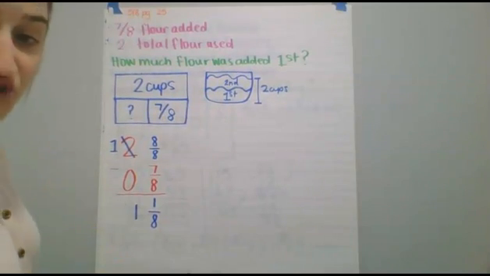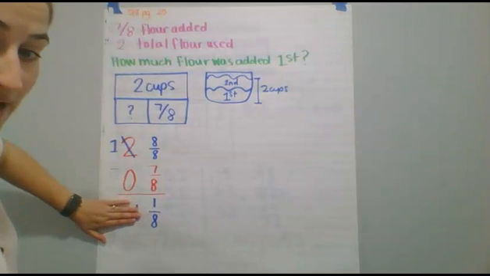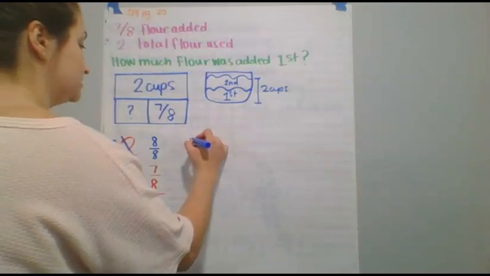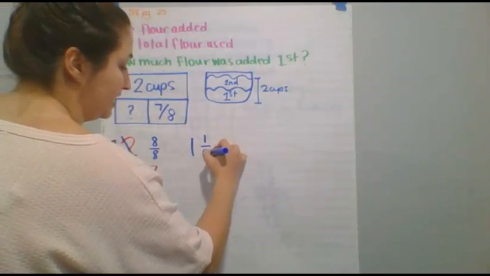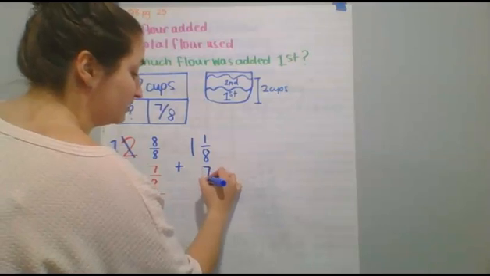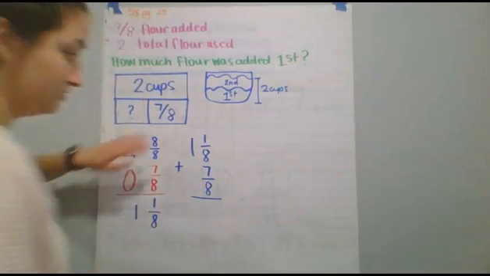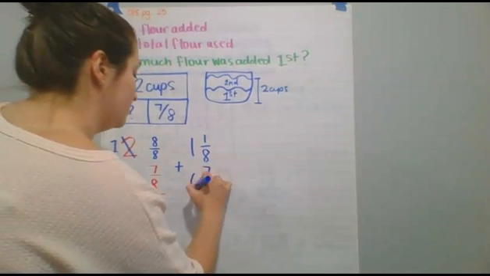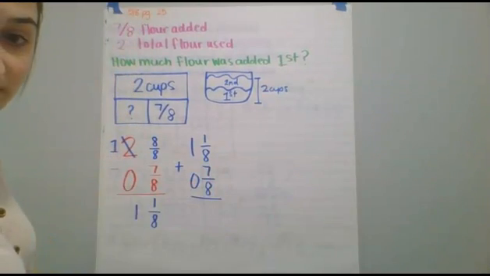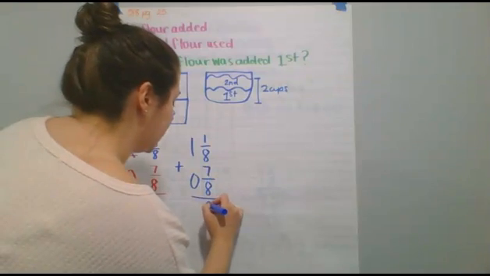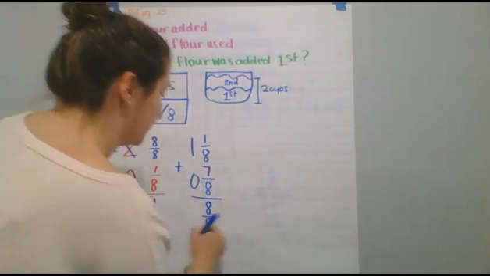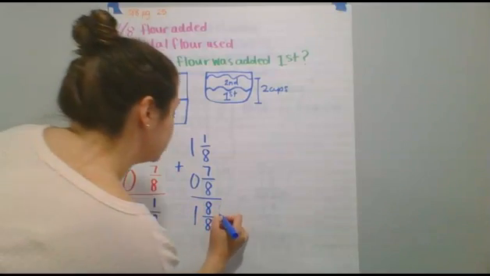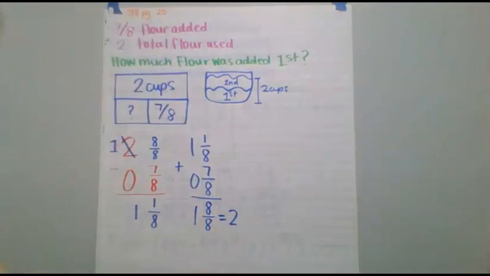So what I'm going to do to check my work, again, is just go backwards. 1 1/8 plus 7/8 should equal 2. So 1 1/8 plus, and remember, you line up your fractions and your whole numbers. There's no whole number here, so I can use 0 as a placeholder. 1 plus 7 is 8. Denominator is 8. 1 plus 0 is 1. We know 1 8/8 is the same as 2.